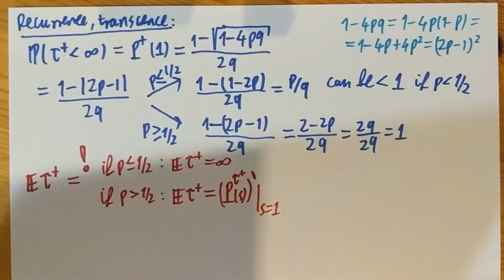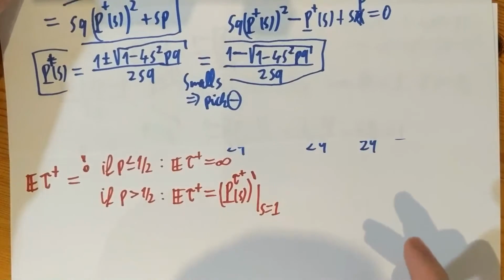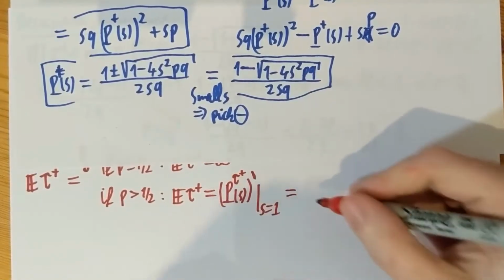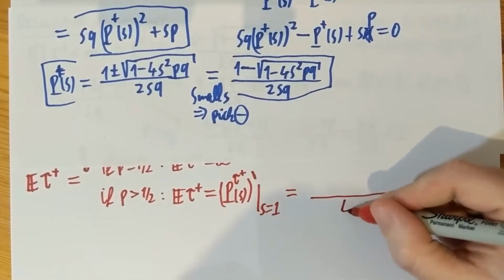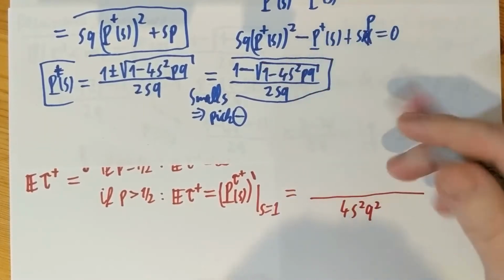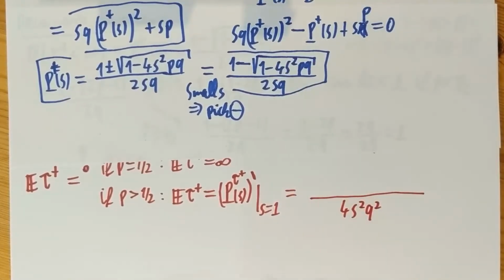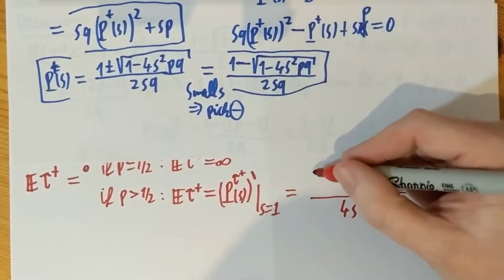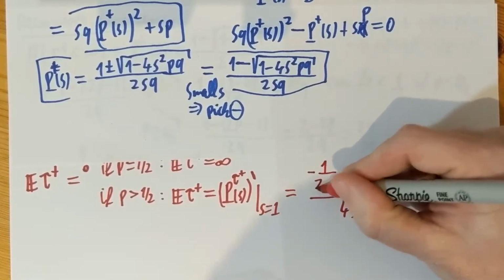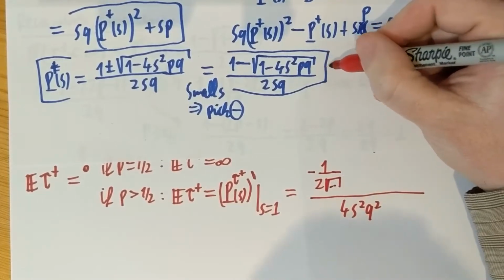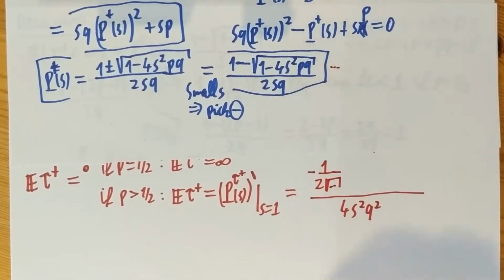The generating function itself is here. So I just need to differentiate this function, take it at s equals 1, and see what I get. Let's differentiate the function, 4s squared q squared in the denominator, and then let's differentiate the square root. The derivative of the square root is 1 over 2 square root, and I have a minus in front, so this is minus 1 over 2 square root of 1 minus 4s squared pq. That's the derivative of the square root.